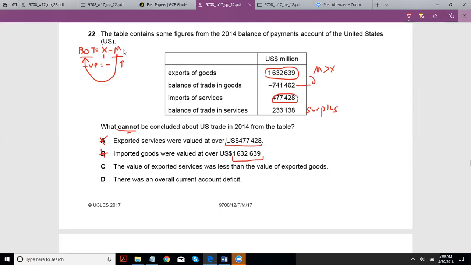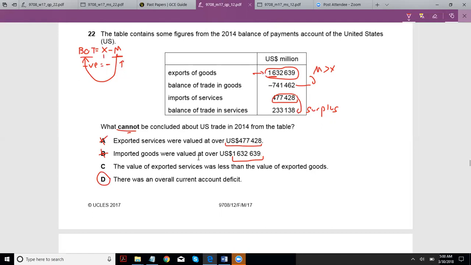And if that's asked, if it was less than the value of exported goods, I'm going to say yes, because you know the value of exported goods, and even if you add this here, it should still give you a smaller value than this one, right? I'm just doing it mentally. So the value of export services should be less than export goods, which leaves D as our answer. There was an overall current account deficit.